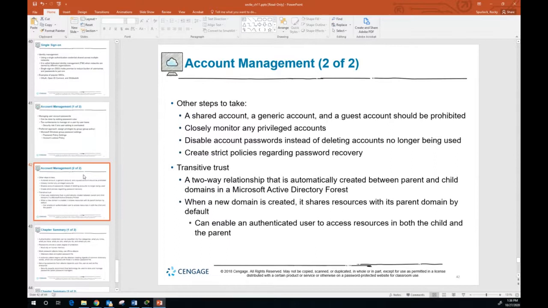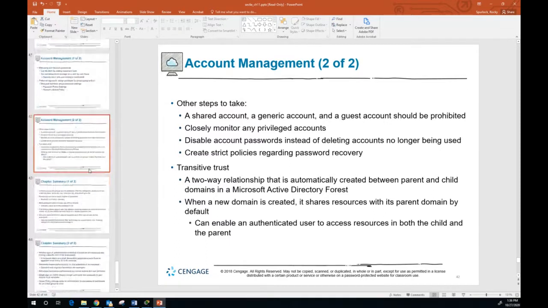Transitive trust is a two-way relationship that is automatically created between parent and child domains in Microsoft Active Directory. So with this, when a new domain is created, it's going to share resources with its parent domain by default. Now you can go in and enable and authorize users to access resources in both the child and the parent as well.